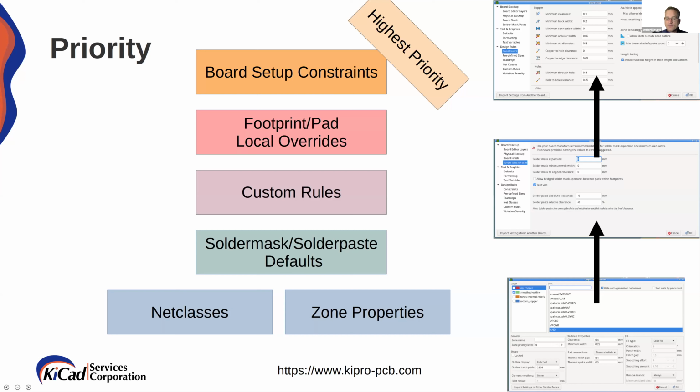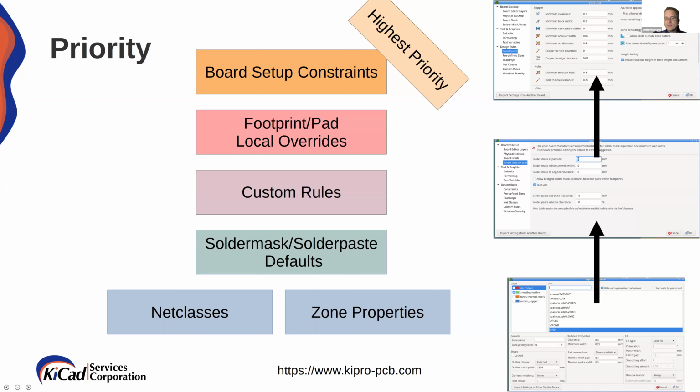Up above that, solder mask and solder paste defaults. So these solder mask and solder paste defaults will override. These are defaults for your board. Now this is the middle window here. This is in your board setup. So your board setup, solder mask and solder paste will override, say you have a net class that specifies any of these elements. Solder mask and solder paste are going to override that.